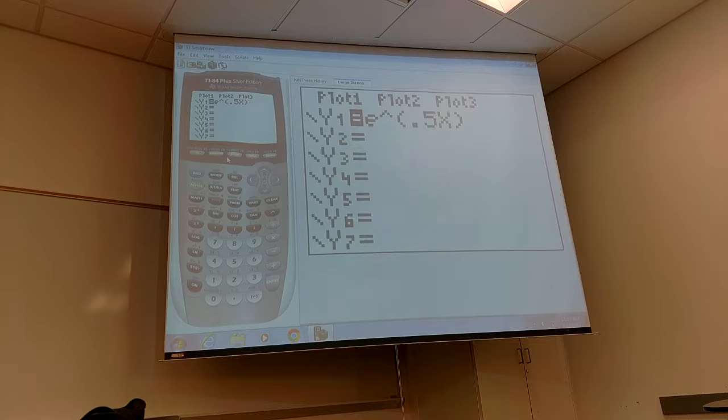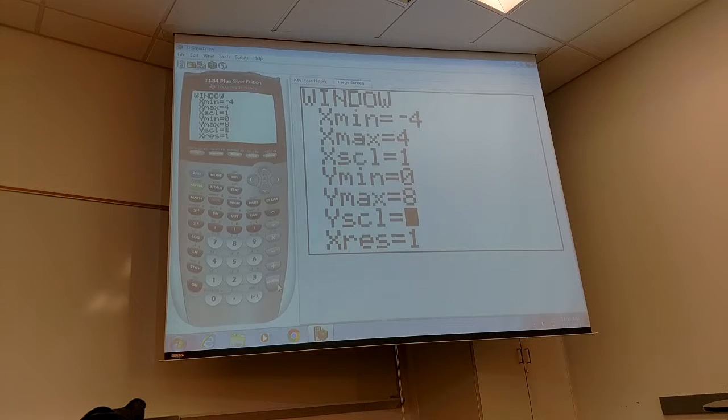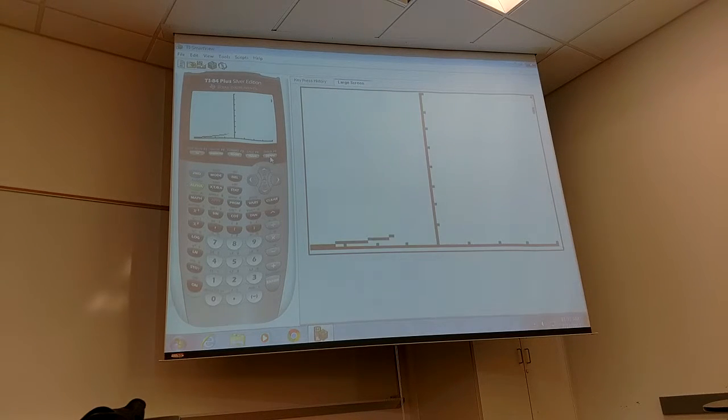So if I go into window, x min, let me make it -4, x max 4, scale 1. Y min 0, y max 8, scale 1. And the scale is just how often they put the tick marks. If I made it 2, it's going to put it every 2. So now I hit graph, and this is how they want you to see it. Yeehaw! That's a pretty good window. You can see a decent amount of that. And then you can answer whatever questions they ask.